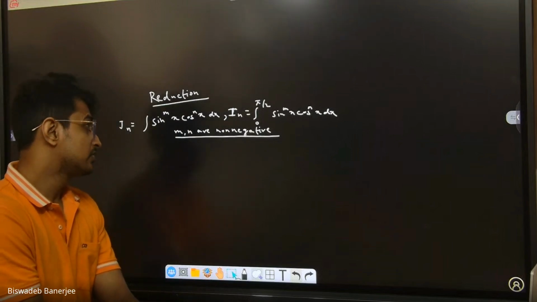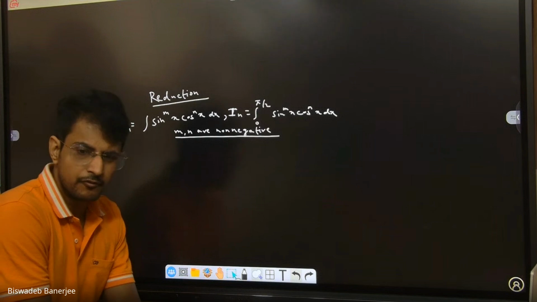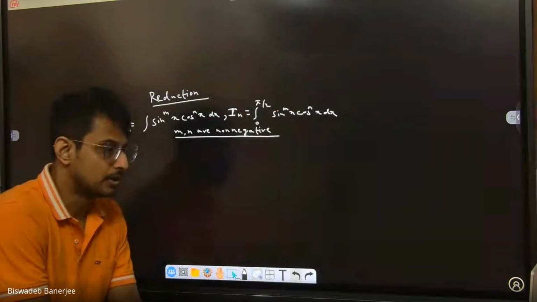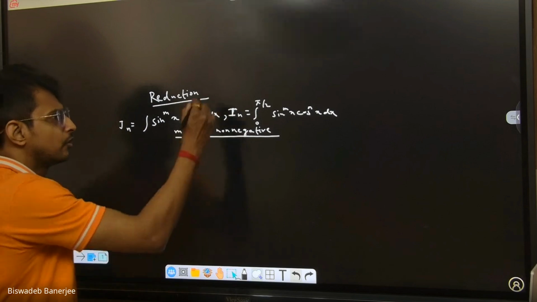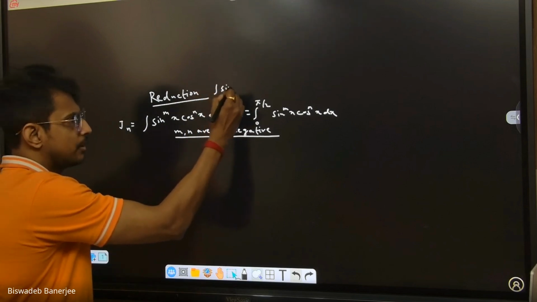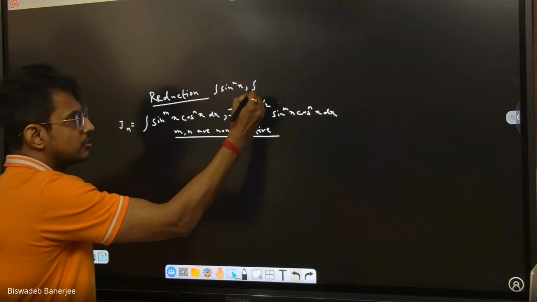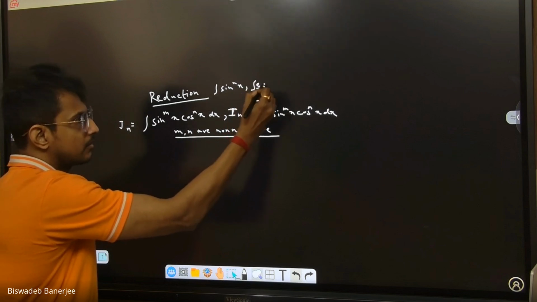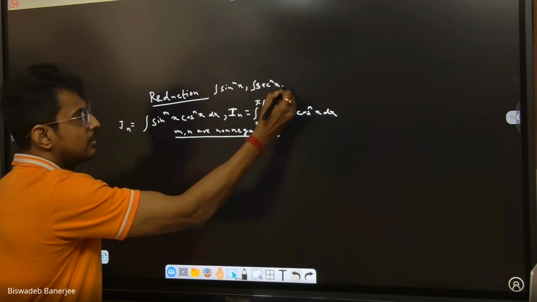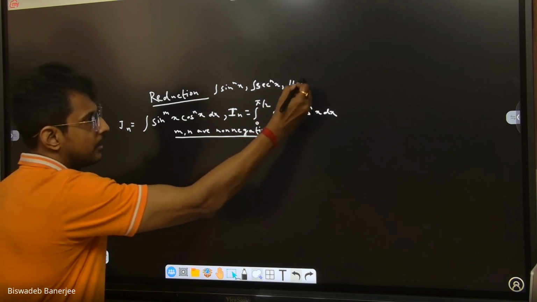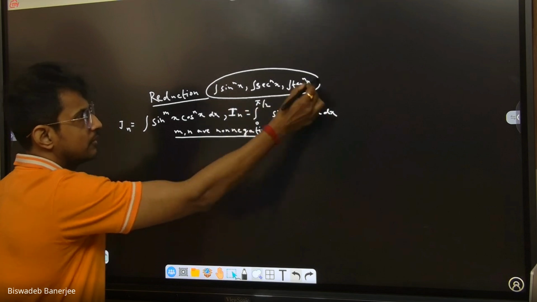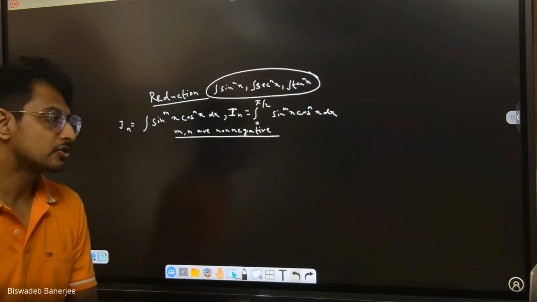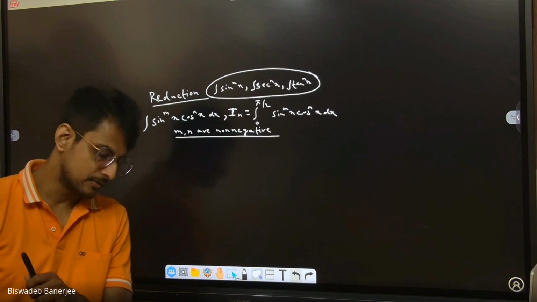In my first lecture on reduction, we have discussed some important reduction formulas. We have discussed the reduction formula of integration sin to the power nx, integration sec to the power nx, and integration tan to the power nx. We have discussed these three important reduction formulas in my previous class.